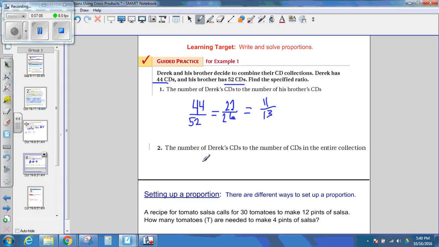We could still do the number of Derek's CDs to the number of CDs in the entire collection. Derek has 44, and he said that he and his brother combined their CDs. So this would be 44, and if his brother had 52, I need to add 44 and 52. And I get 96. And when I simplify 44 over 96, I'm going to get 11/24 because they're both divisible by 4.